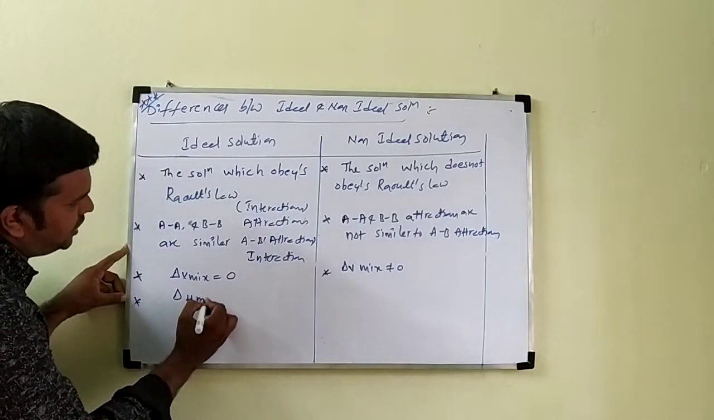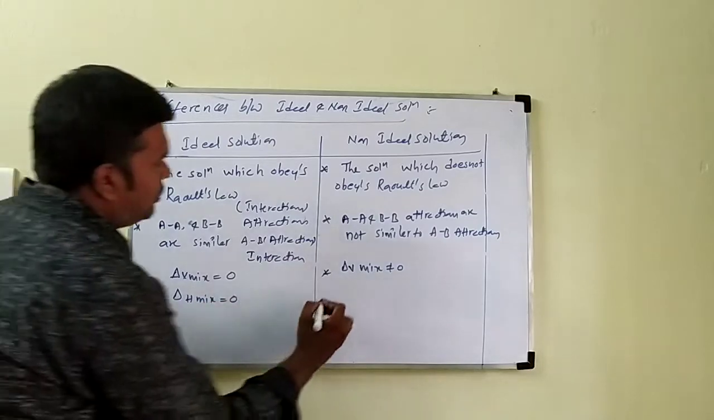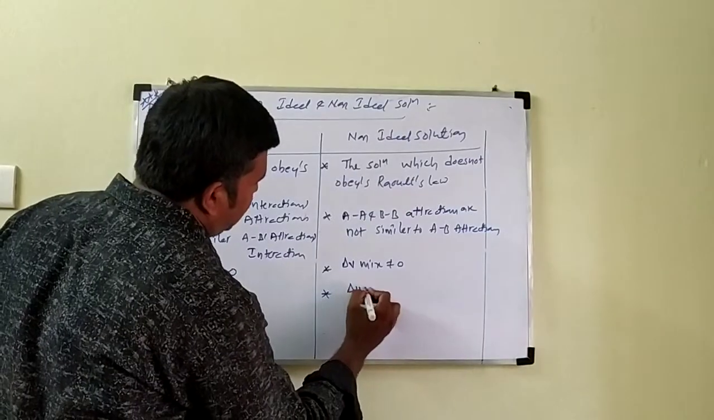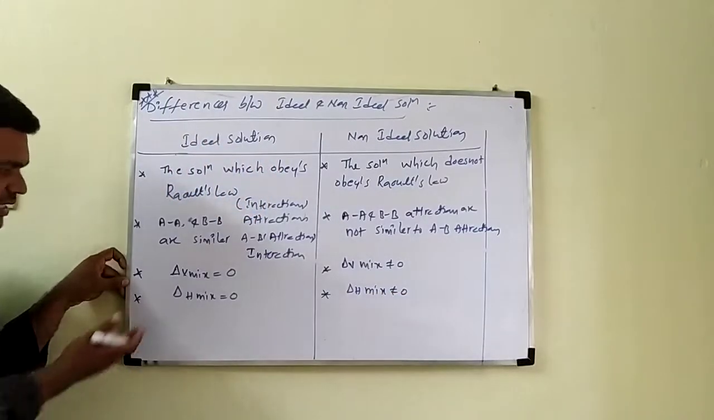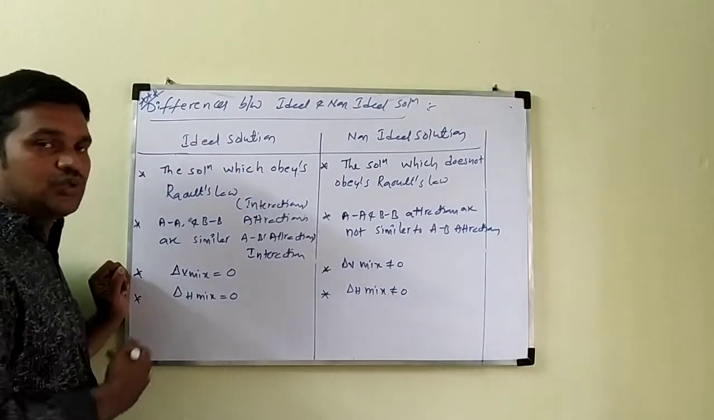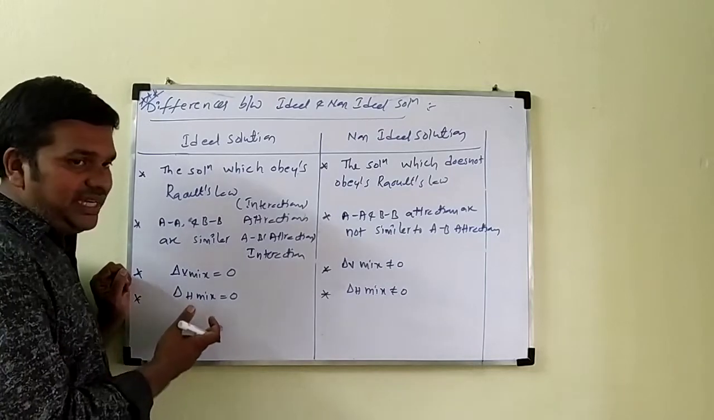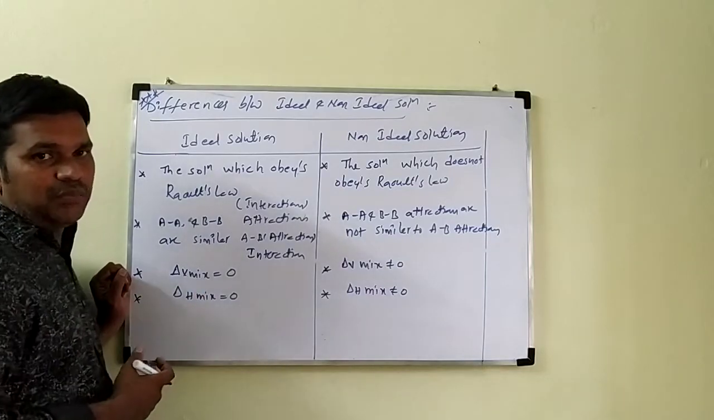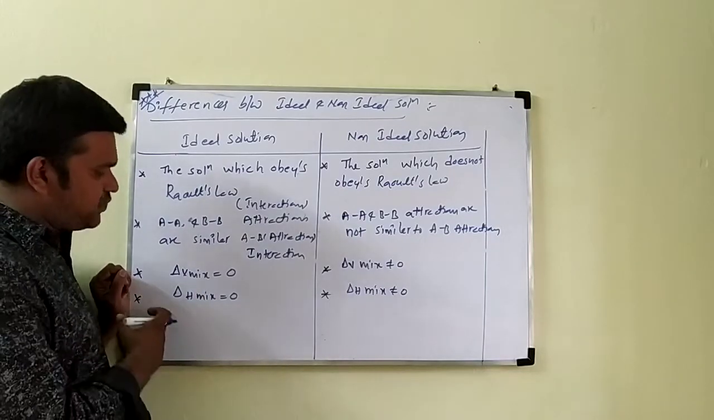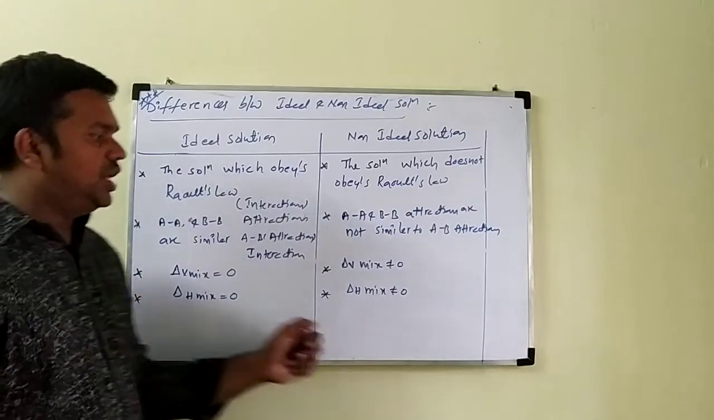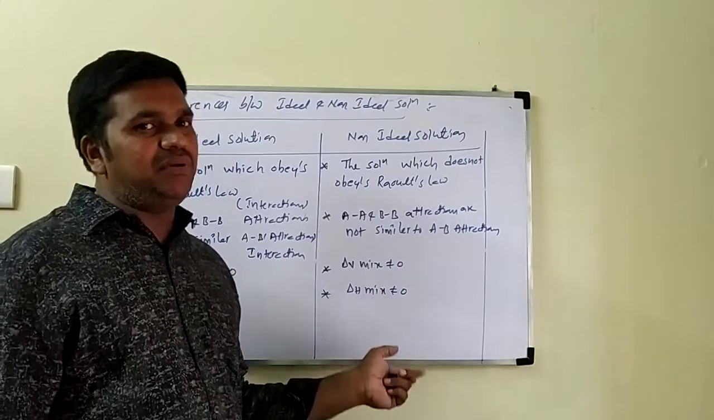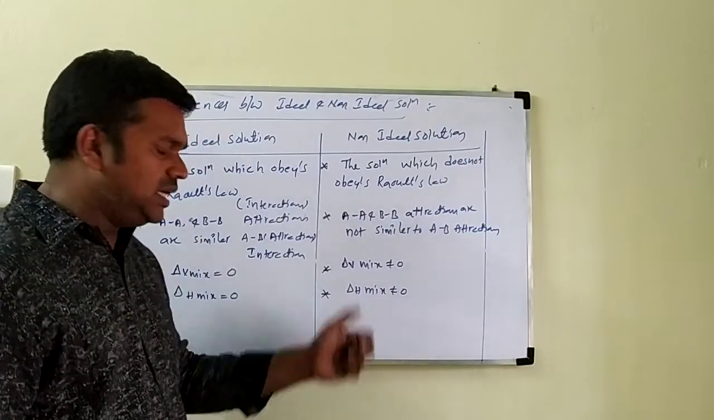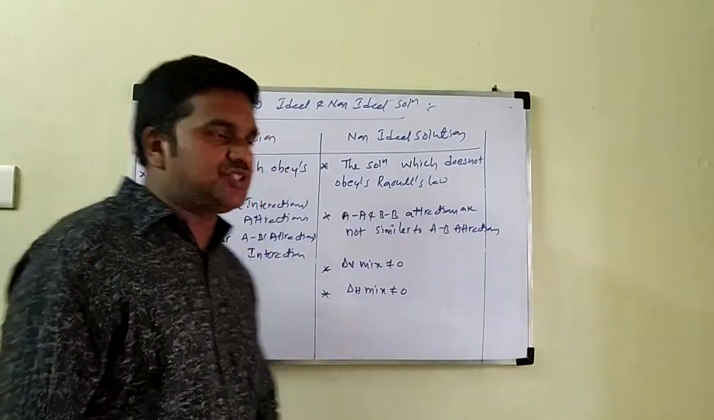So let us see one more point here. Delta H mixing is equal to 0. Here I write one point: delta H mixing not equal to 0. What is the meaning of this one? If the two solutions are mixed, heat is neither evolved nor absorbed. That is for delta H mixing equal to 0. Here not equal to 0, heat may be absorbed or heat may be evolved only.